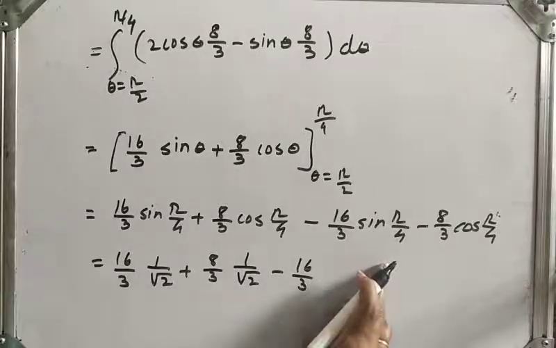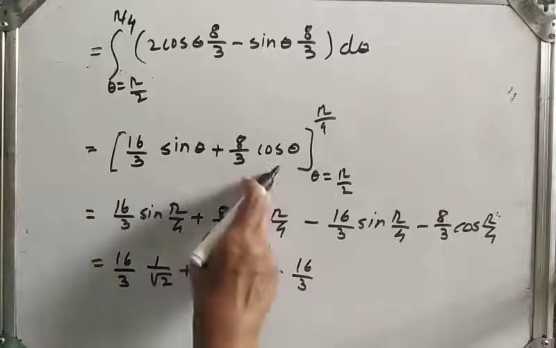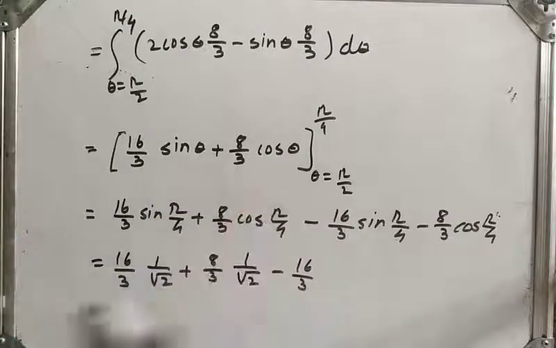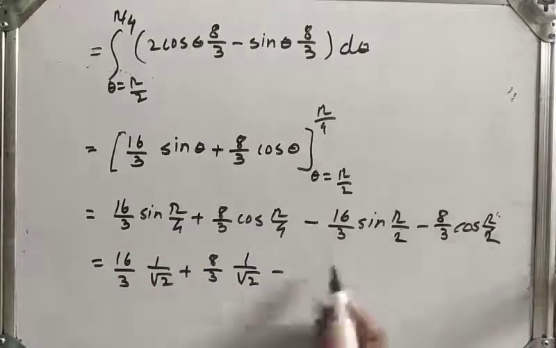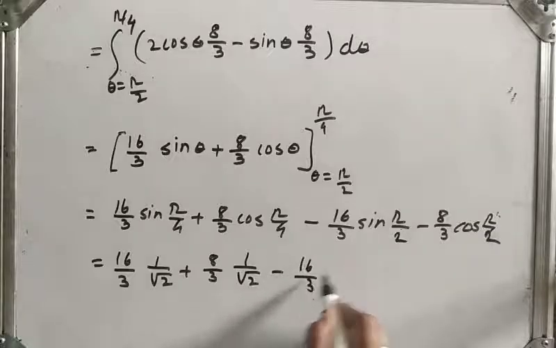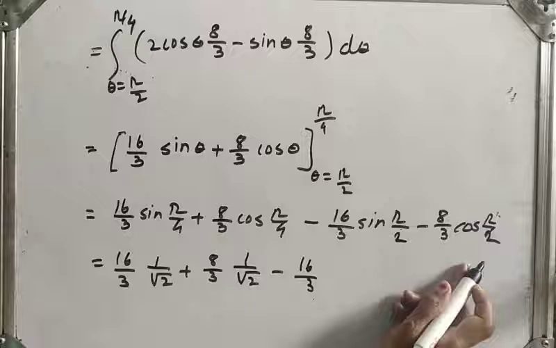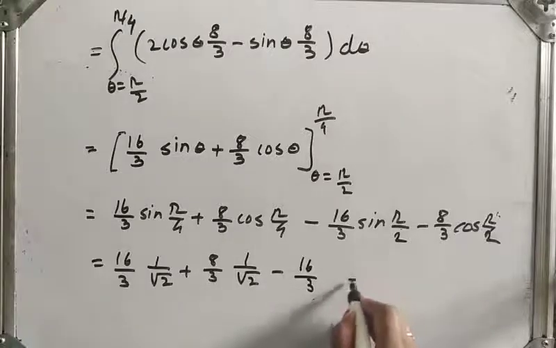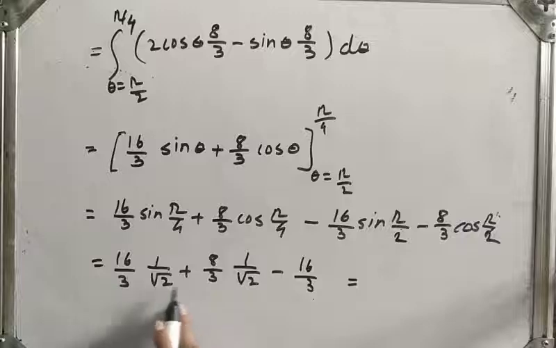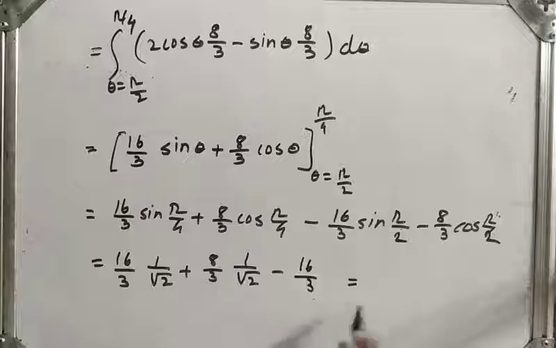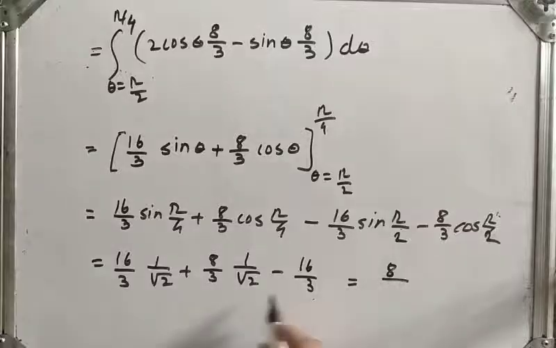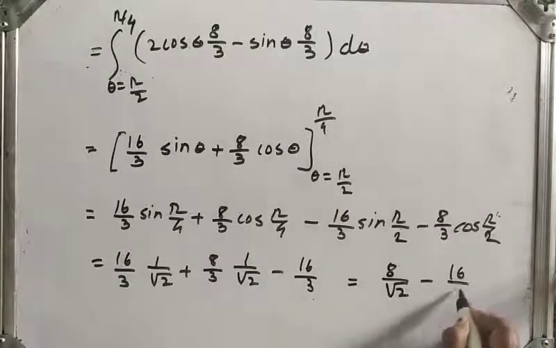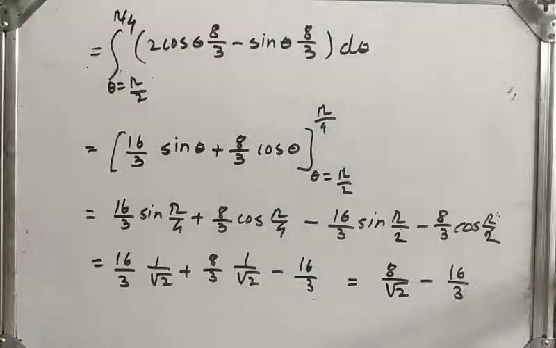Here sin pi by 4 is 1 upon root 2 and cos pi by 4 is also 1 upon root 2. Sorry, the lower limit is sin pi by 2 and cos pi by 2. So minus 16 by 3, since sin pi by 2 is 1 and cos pi by 2 is 0. So this is 16 plus 8, that is 24 by 3, which means 8 upon root 2, minus 16 upon 3. This is our answer.